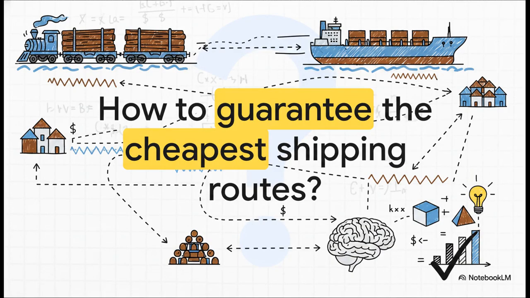Imagine the headache of trying to move thousands of tons of wood from multiple source locations to entirely different markets. You've got trains, you've got ships, and each path has a completely different cost. Plus, some paths aren't even possible by water. So how do you do this without wasting a single dollar? Well, you don't guess. You use math to literally guarantee the absolute lowest cost.